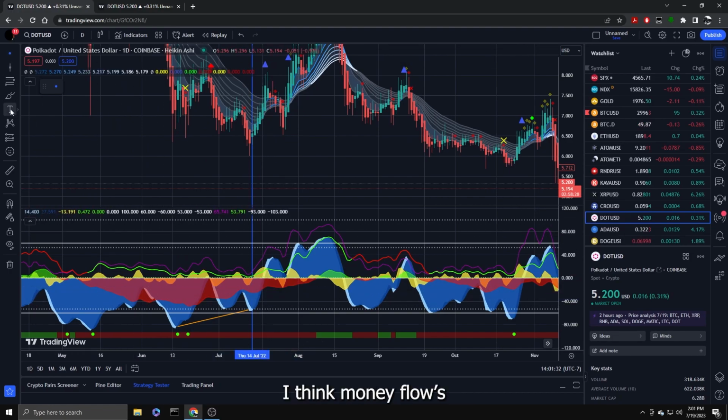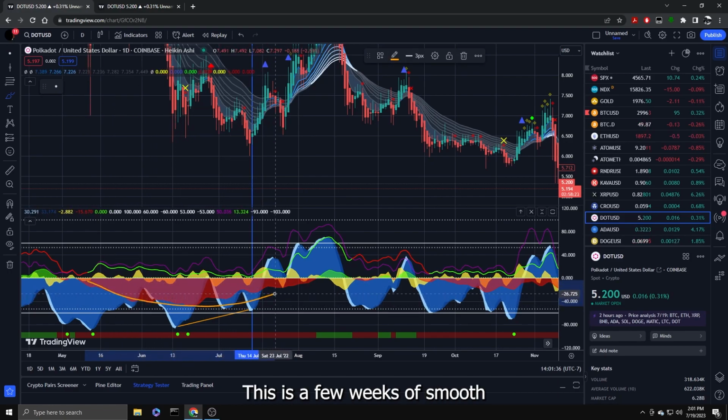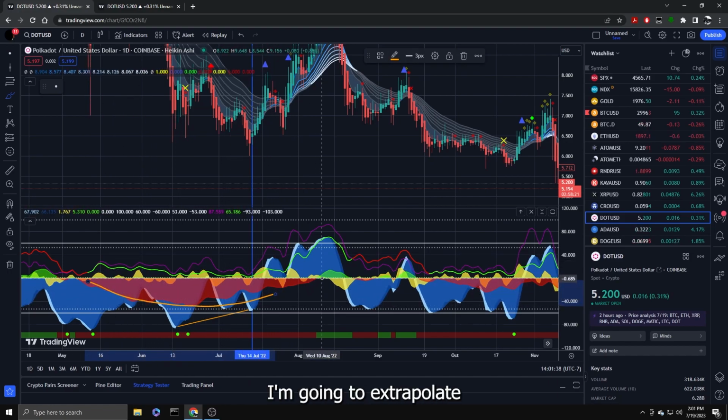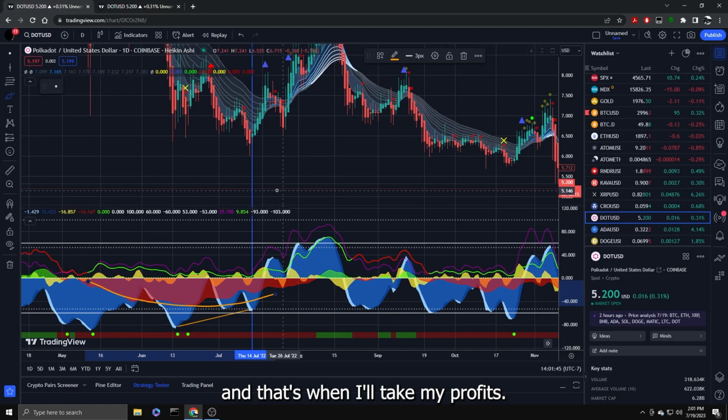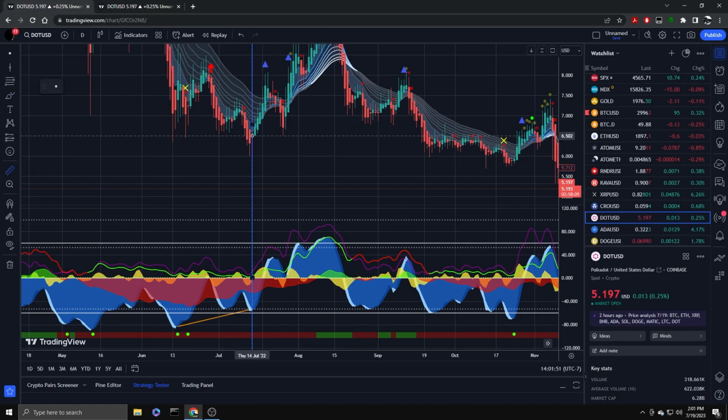So this is when I went, yeah, I think money flow is going to keep moving the way it is. Because look at this. This is a few weeks of smooth movement upwards. I'm going to extrapolate that it'll continue to about mid to late August, and that's when I'll take my profits. And so I entered along right here.